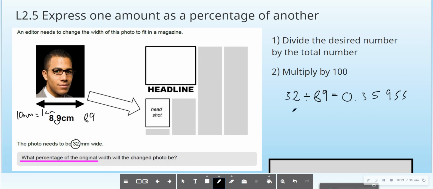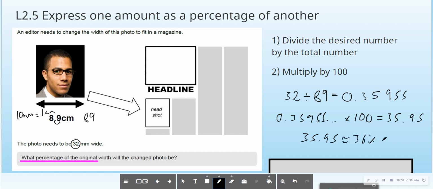0.35955 and so on. And then step 2, multiply that by 100. So that gives us 0.35955 and so on, multiplied by 100, gives us 35.95%. So the photograph is 35.95 or 36% of the original photo.